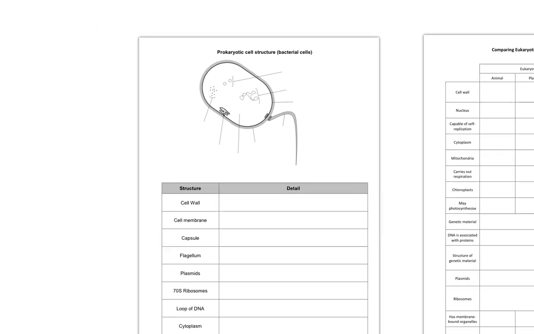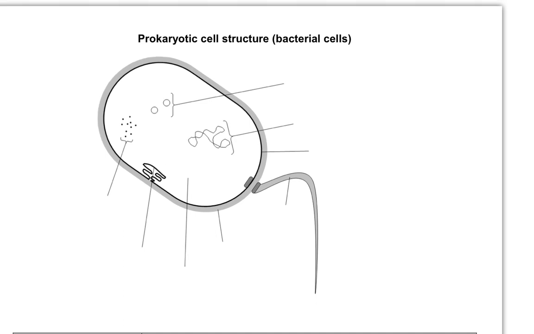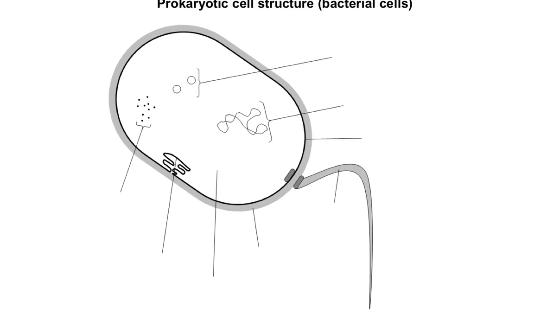This is like a generic bacterial cell, a prokaryotic cell. So we're just going to pop around and label this. I'm going to start on this here because here's our cell membrane. And on the outside of the cell membrane, we have a cell wall. And we'll be going through what that cell wall is.